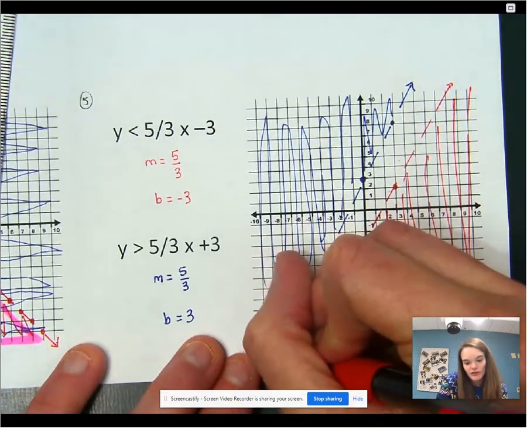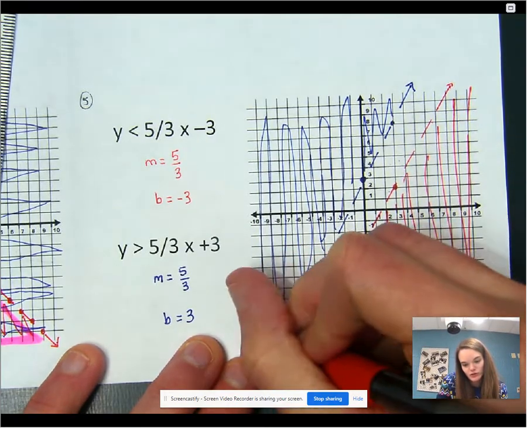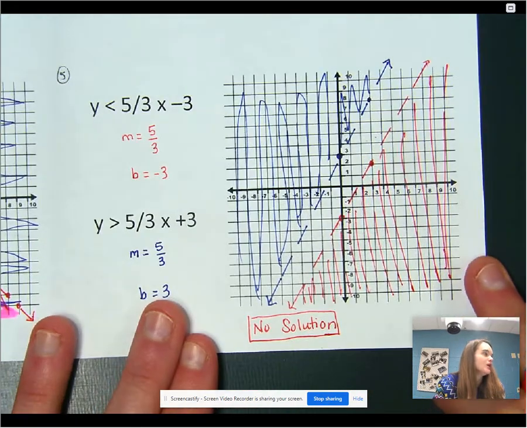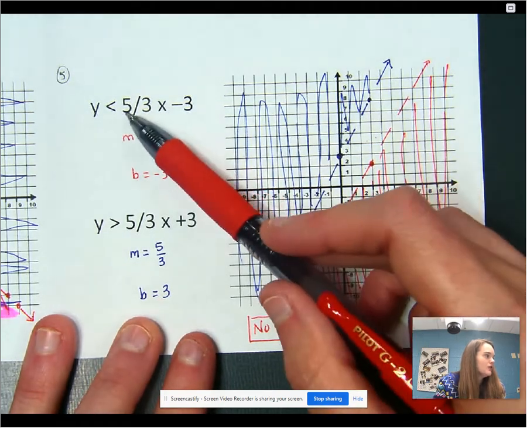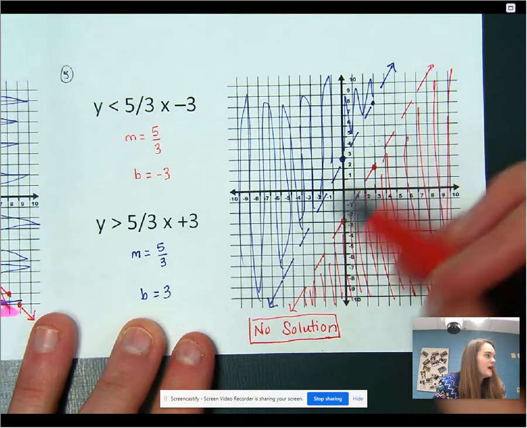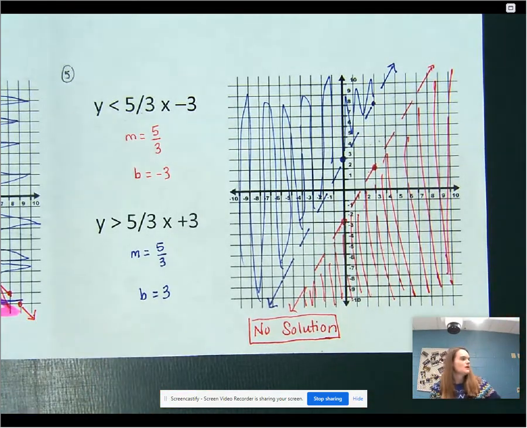Now, just to let you know, because I said you don't always know, just because they have the same slope does not mean they're no solution. And you just saw that 2 of them were no solution. Here's what I want to show you is when they might not be no solution. If this was greater than, we would have shaded above, so they would have overlapped in this area. So it's still possible for things that have the same slope to have solutions, okay? But you just didn't see that right now.